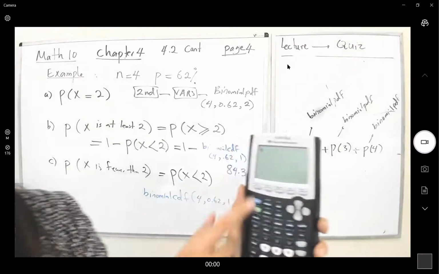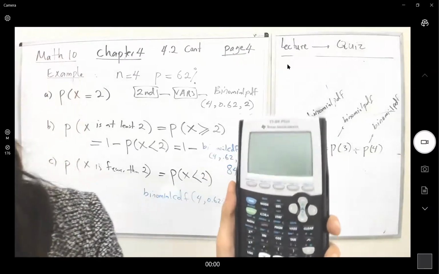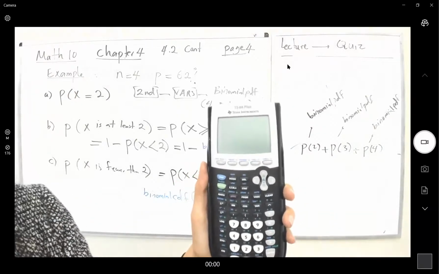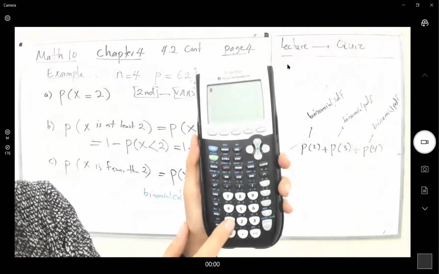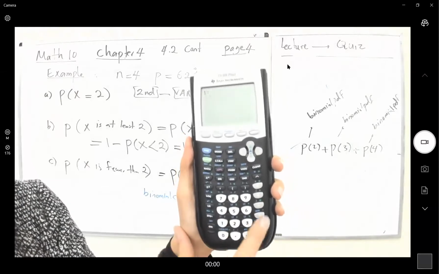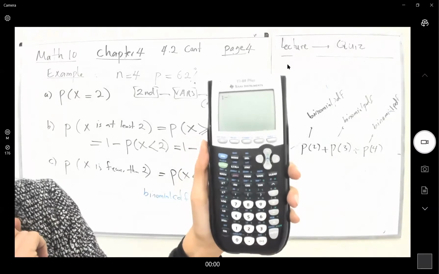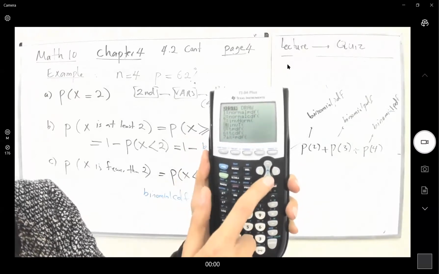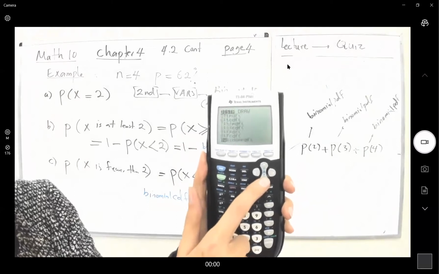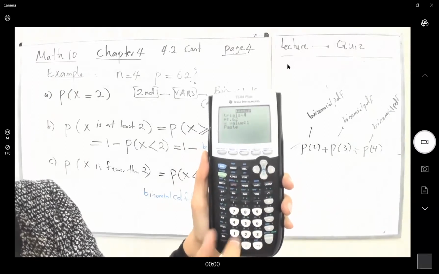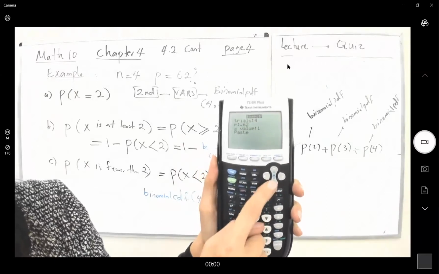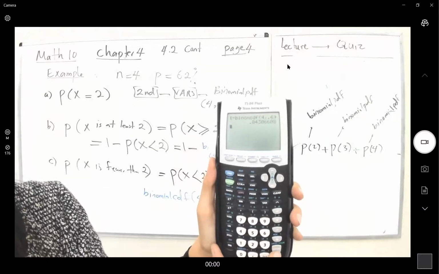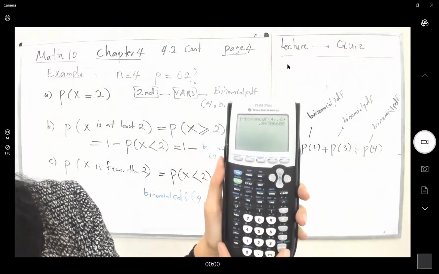So when you're using binomial CDF in this example on TI-84 or TI-83, first of all, you need to do the subtraction. So it is 1 minus. Now move on to second, vars. Find your binomial CDF. Enter. Number of trials is 4. Probability is 62. And your X value must be 1. Enter, enter, enter. You get 84.3%.